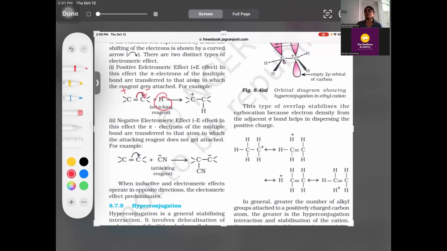That reagent might be a nucleophile or electrophile based on the centers, electrophilic or nucleophilic centers. So here, if the reagent is there, then that is positive. If the reagent is removed and does not get attached, then that is negative. Got it? This is a very important topic, the electromeric effect, that is positive and negative.